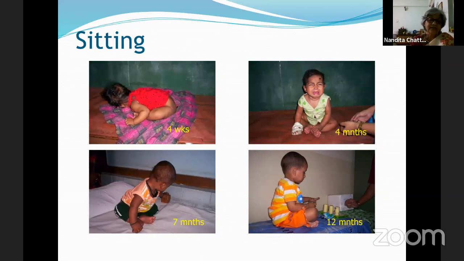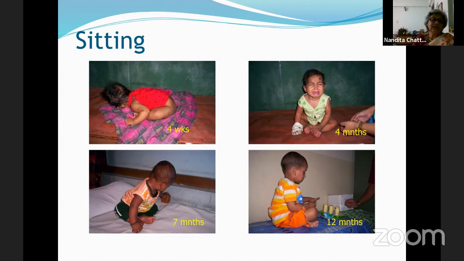At 7 months, this baby is sitting without a support. Not only that, see, he's trying to hold an object which is at the side. He's trying to pivot around. And at 12 months, sitting comfortably and playing with a lot of things. So with these pictures, we get an idea how things are changing.